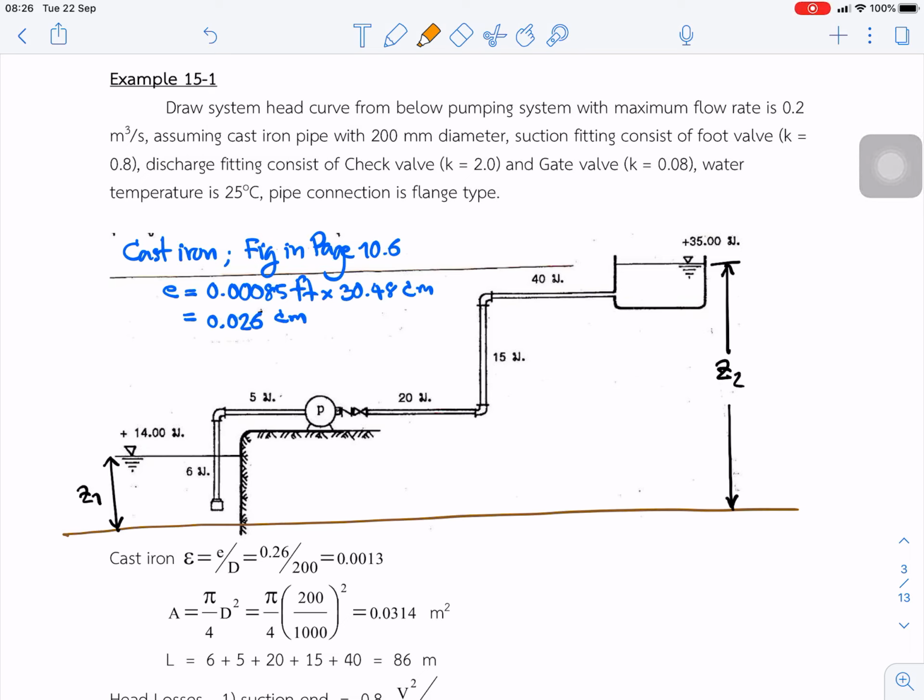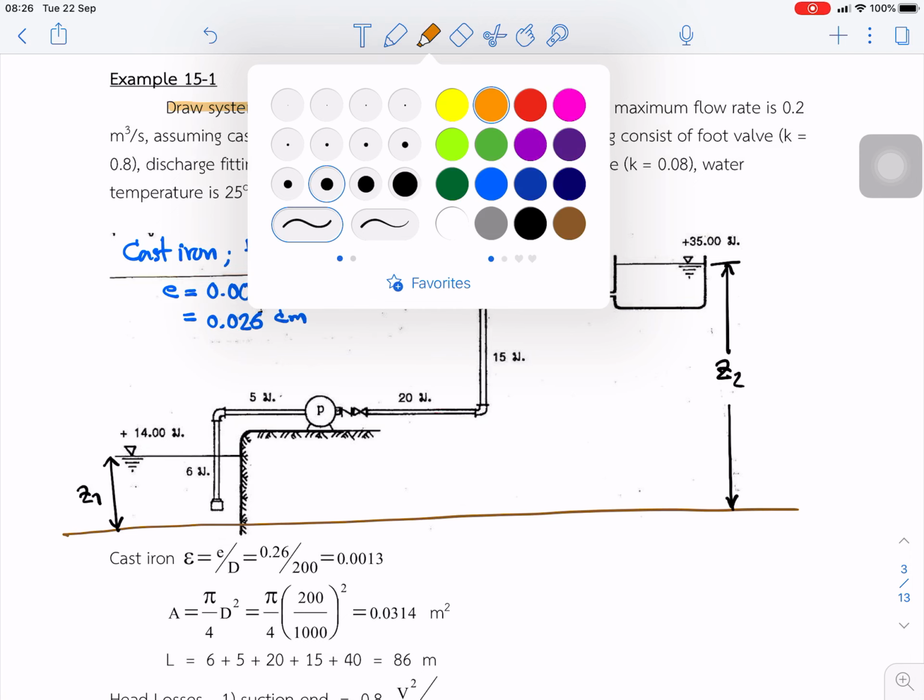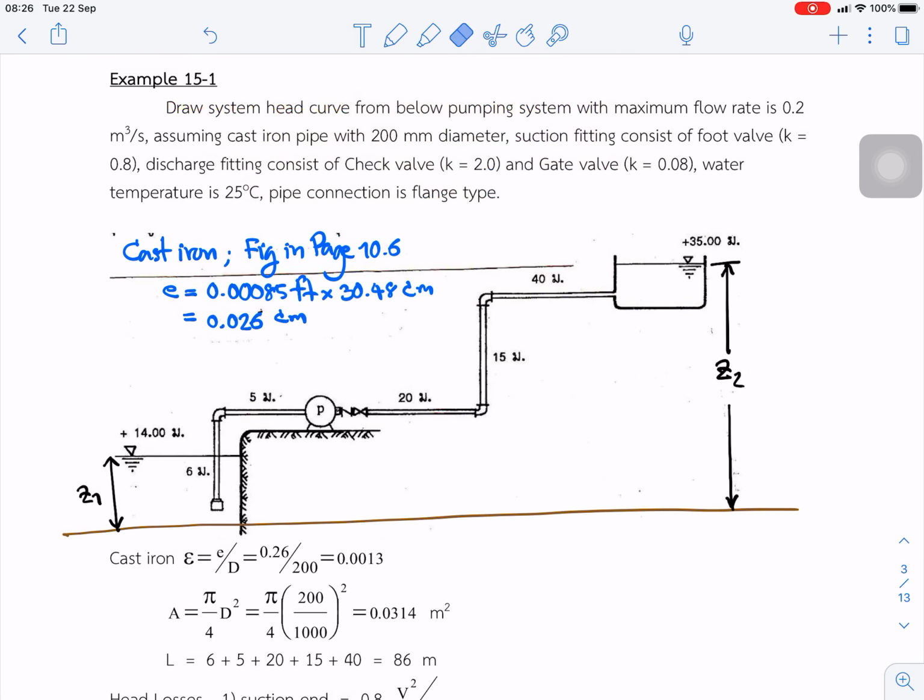Example 15-1. Draw a system H curve for a pumping system with a maximum flow rate of 0.2 cubic meter per second. Assume it's a cast iron pipe with a 200 millimeter diameter, and the suction fitting consists of a foot valve.